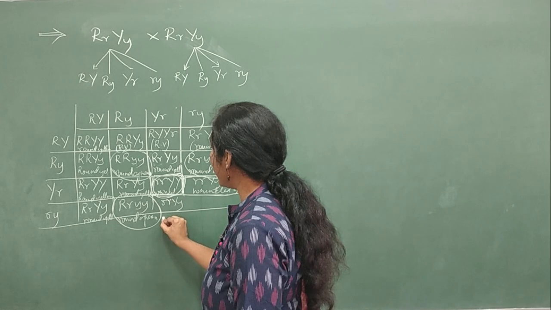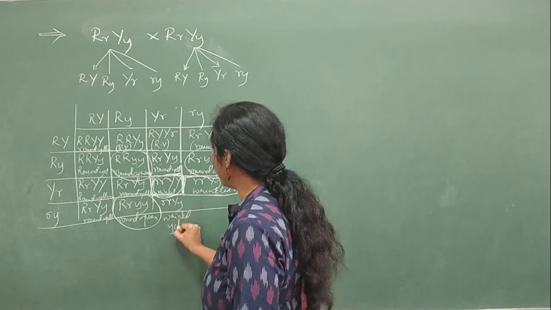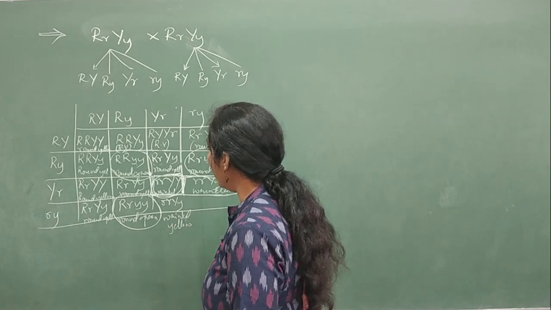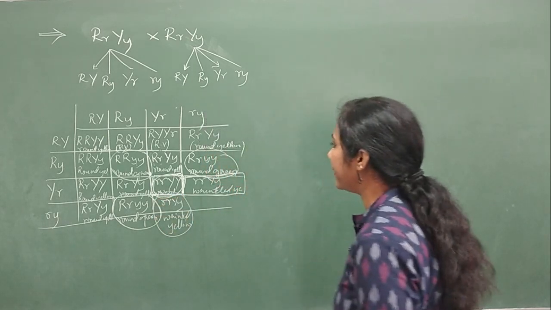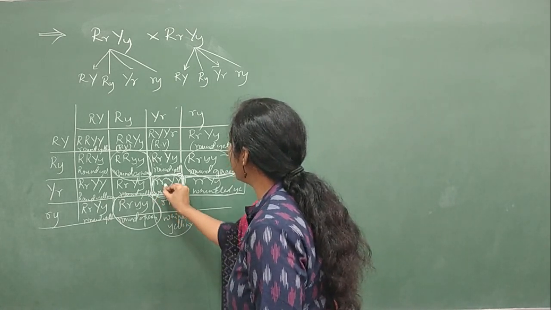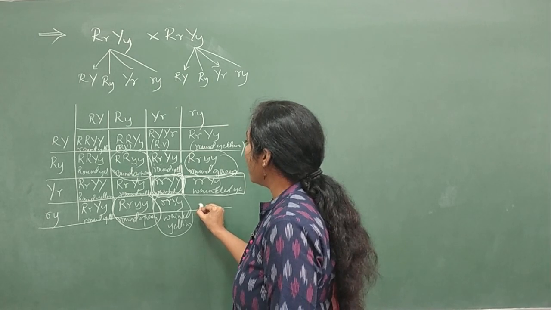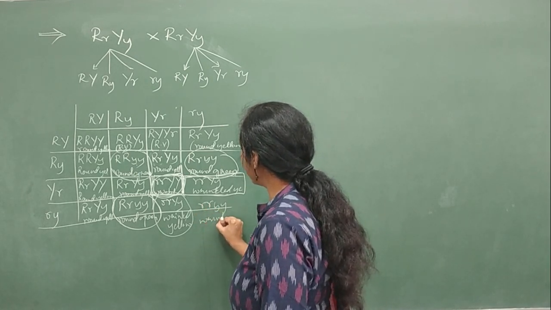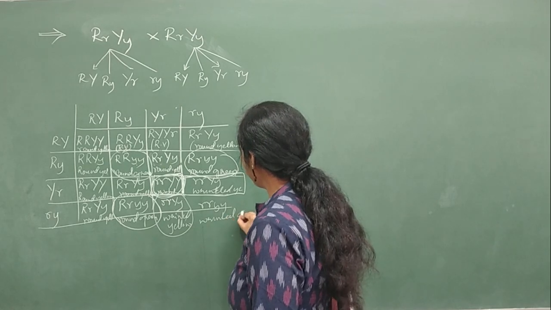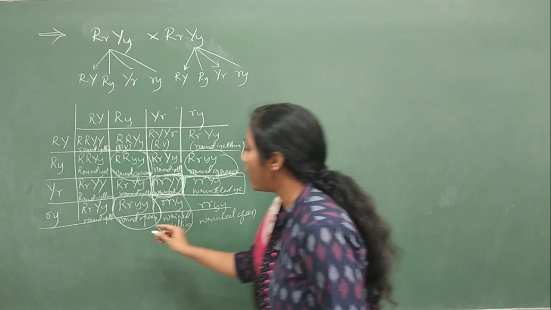So this one would be our wrinkled yellow category. Wrinkled yellow category, isn't it? So this is one variety. So three wrinkled yellow category we had got. And the final one, R, R, Y, Y. That means wrinkled green category. Wrinkled green. Okay, so now let us list it out.